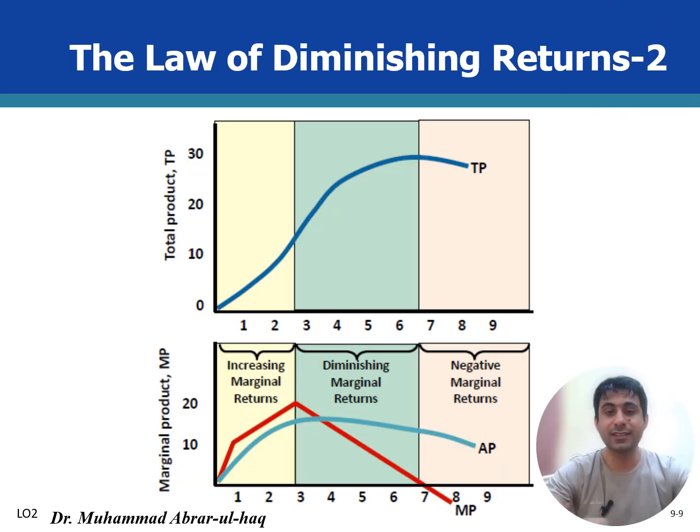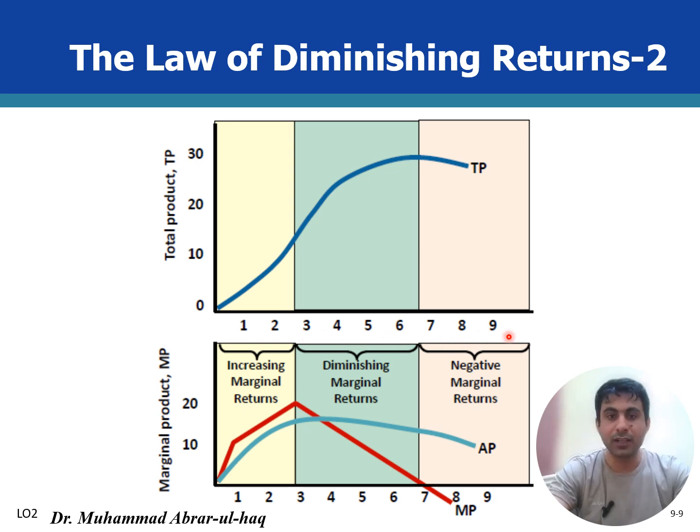If you look at this diagram, in the upper diagram we have the total product, and in the lower diagram we have the average product and the marginal product. So the law of diminishing returns states that as a variable resource is added to a fixed amount of other resources, the total product eventually increases by diminishing amounts, reaches a maximum and then starts declining, as we can observe in the upper diagram.